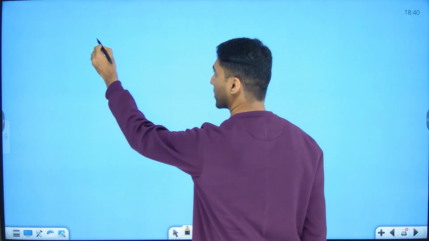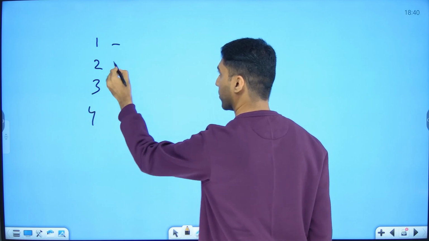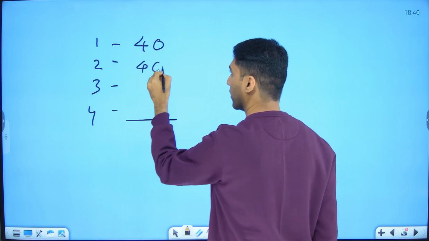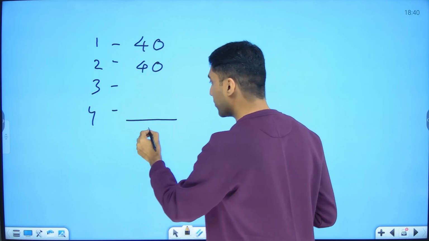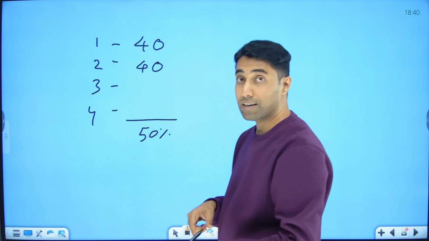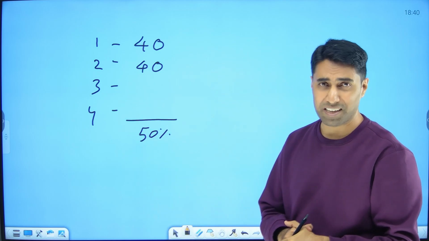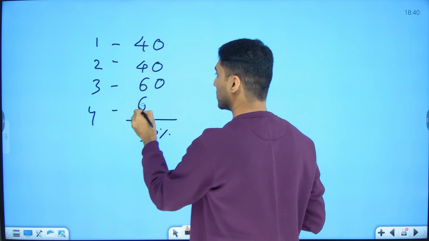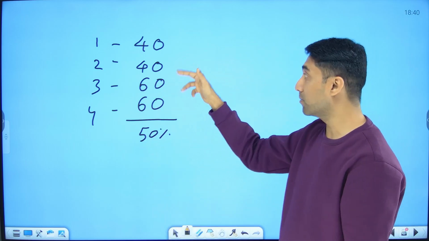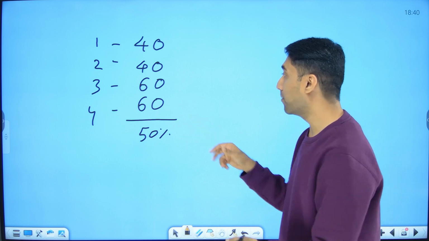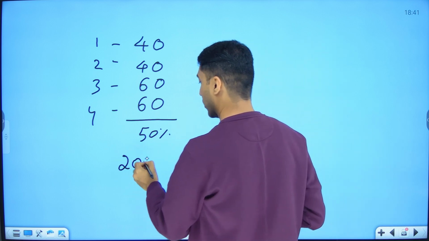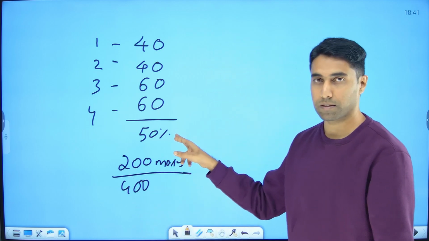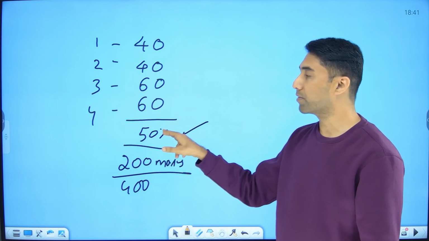Let us say you have subjects 1, 2, 3 and 4. In every subject you should get a minimum of 40. But in total you should get 50% of all 4. That is what we call aggregate. So minimum 40 in every subject. So I got 40, here I must get 60 and 60 marks. So 40 marks, 60 marks, 60 marks. Correct? Then my total will come to 200 marks. So 200 out of 400 marks is 50%. So my aggregate has to be 50%.